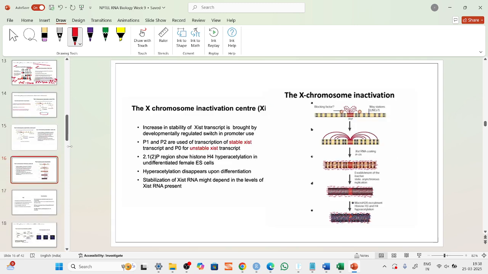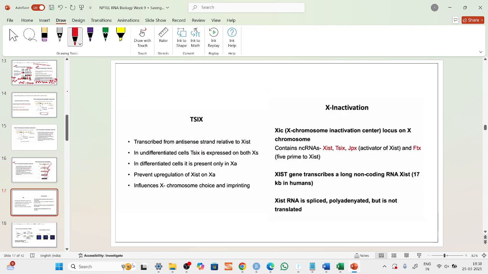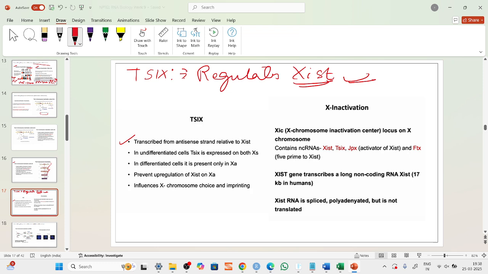Next is the X chromosome inactivation center. Again, they are describing the same thing, how this happens. So, Tsix. What is Tsix? Tsix basically regulates Xist. Tsix is transcribed from the antisense strand, which is related to Xist. In undifferentiated cells, Tsix is expressed on both X chromosomes. In differentiated cells, it is only present on the active X, and it prevents the upregulation of Xist on the active X. So it influences X chromosome choice and imprinting. Basically, it is regulating your Xist.